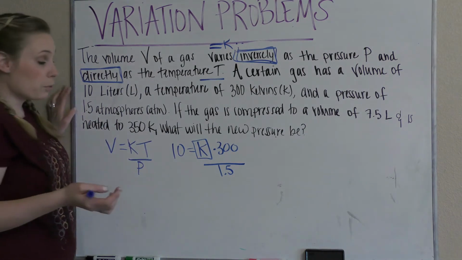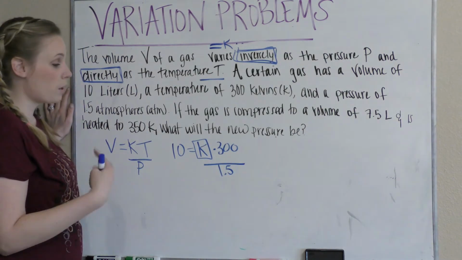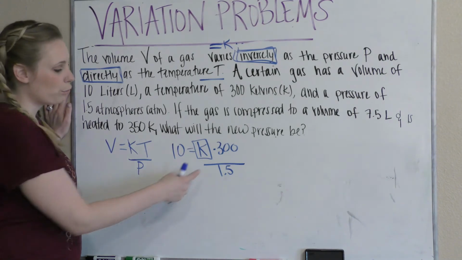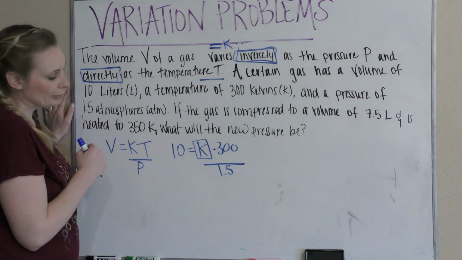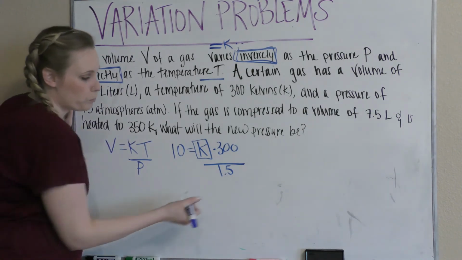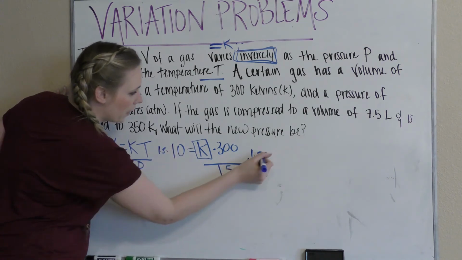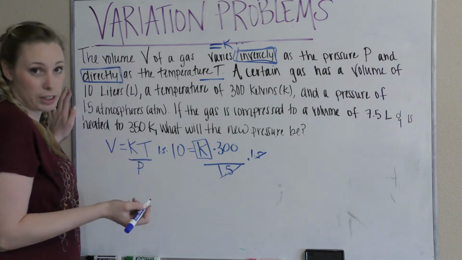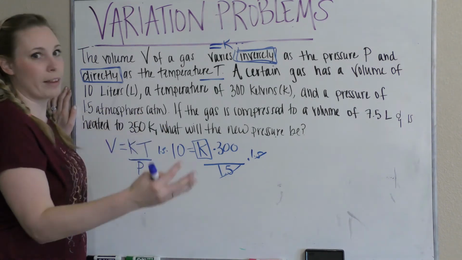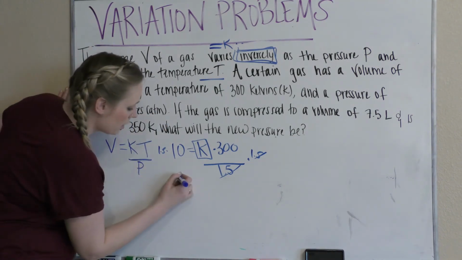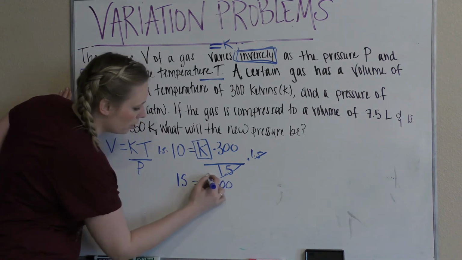So you've got a couple different ways to do this. You could do 300 divided by 1.5 right off the bat, just so that you have a single number there. You can clear your fraction and multiply by 1.5 on either side. I'm going to multiply by 1.5 on either side first. So I'm going to clear my fraction, and 10 times 1.5 is 15. That makes sense because 10 times 2 would be 20, and we want to get halfway there. And so 10 times 1.5 is 15 equals K times 300.